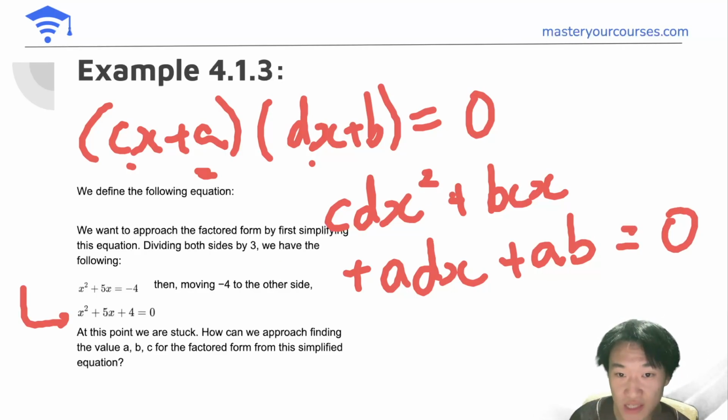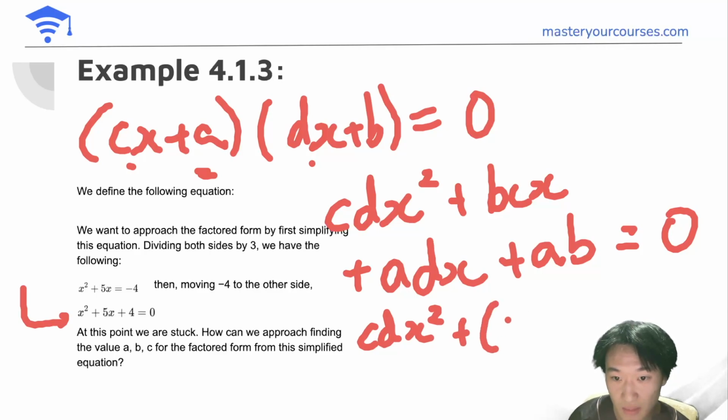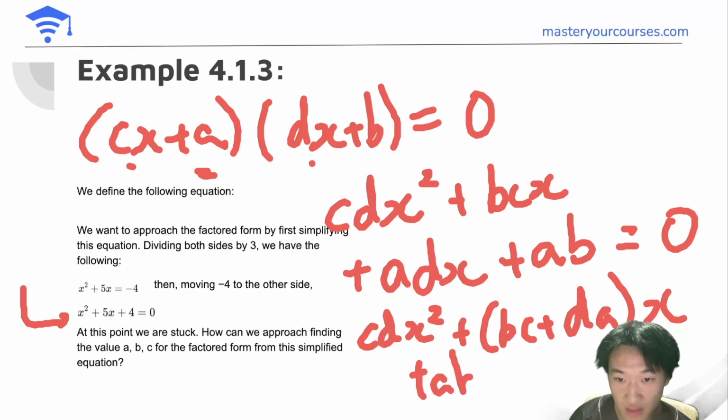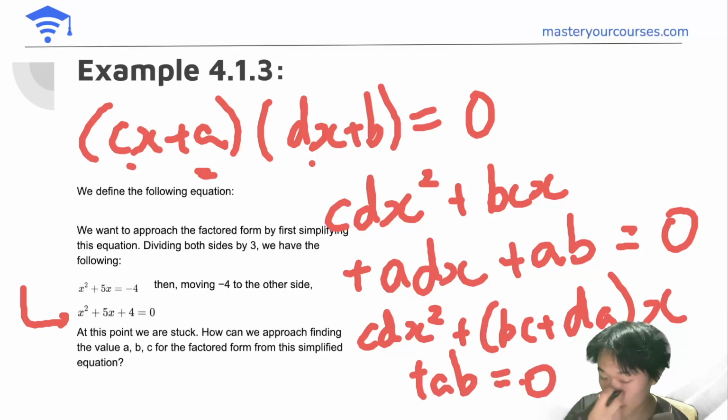Now we can group these things together, right? And so we can claim that given this factored form, we have cdx squared plus (bc + ad)x plus ab, all equal to 0. Now, already at this point, we can deduce a couple things. If you look at the original equation, x squared plus 5x plus 4, what is the coefficient on x squared? Well, it's 1. So we can just assume that c and d are equal to 1.